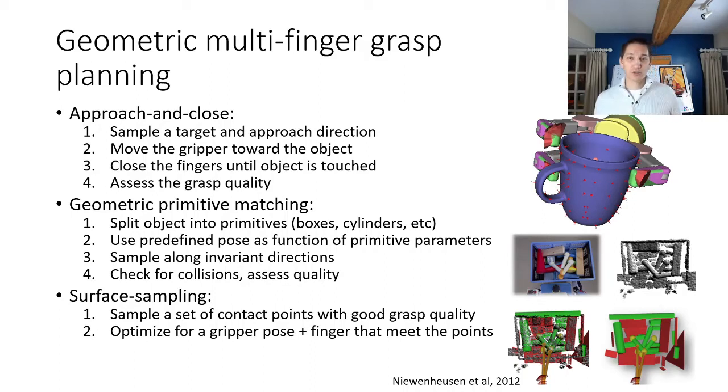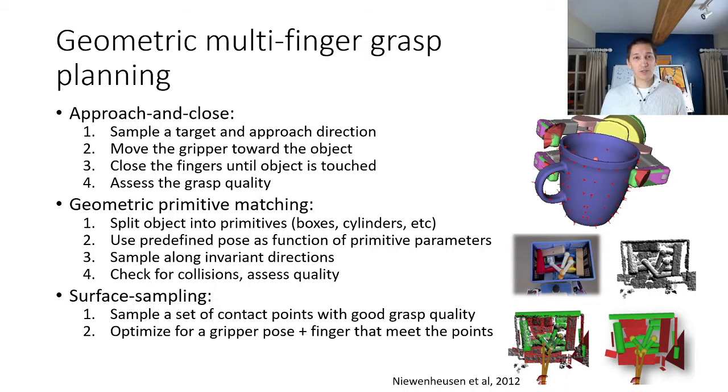Geometric primitive matching tries to identify common geometric primitives like boxes, cylinders, and spheres on the target object. And if I predefine certain types of grasping strategies, such as a power grasp to grasp around a cylinder, then I can come up with sampled grasps that grasp these primitives, and then I can also follow that up by collision checking and scoring to assess the quality of each of these grasps.